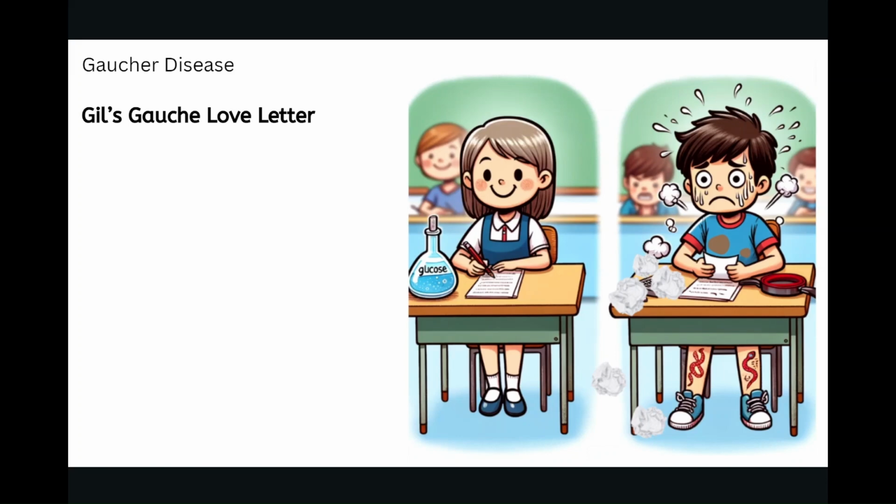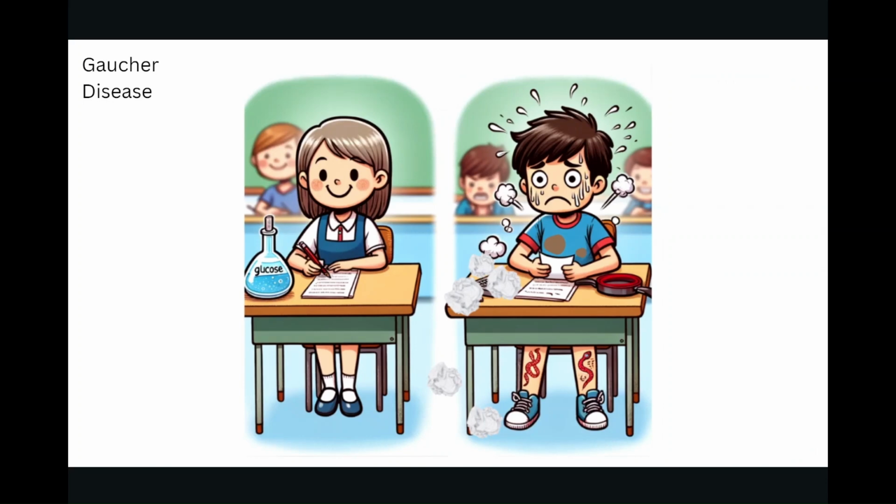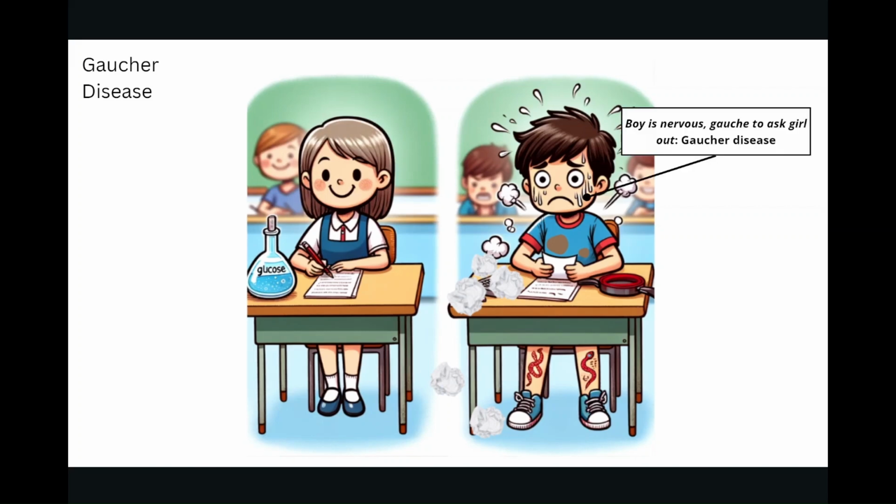In this image we have Gil, a young boy who has a huge crush on this girl next to him. But he doesn't know what to do about it. He's too awkward, or gauche, to approach her. This should help you remember Gaucher disease.